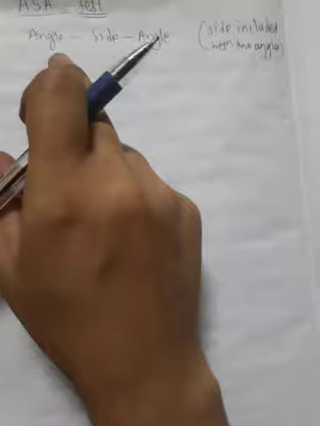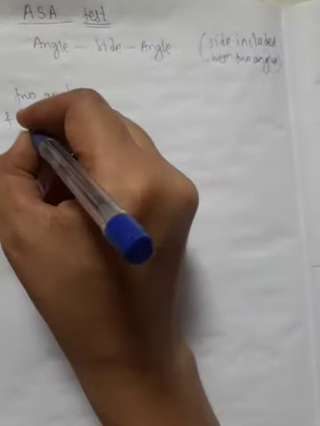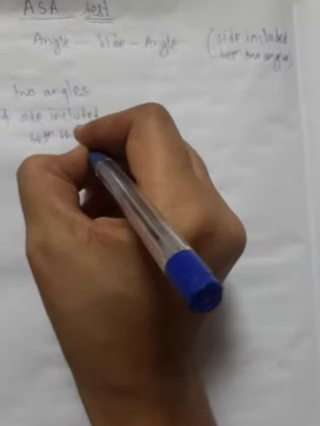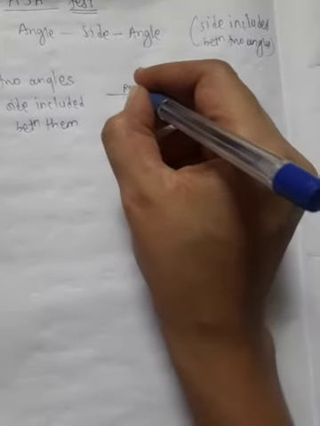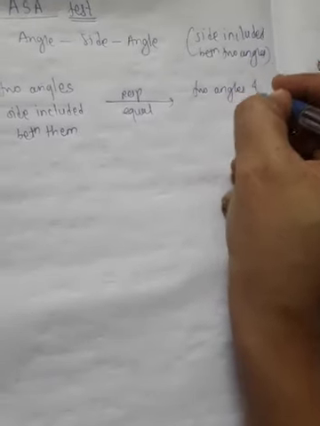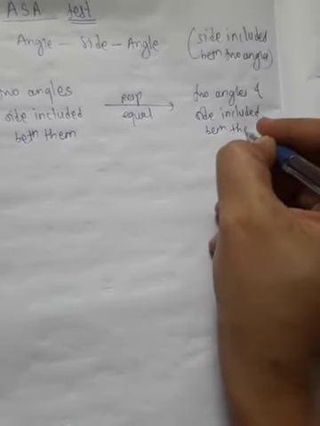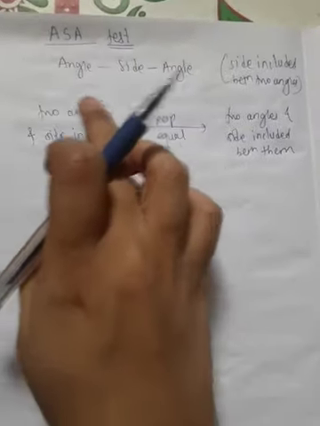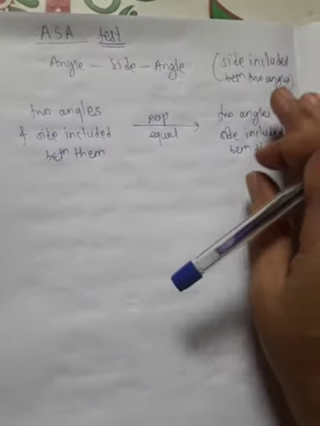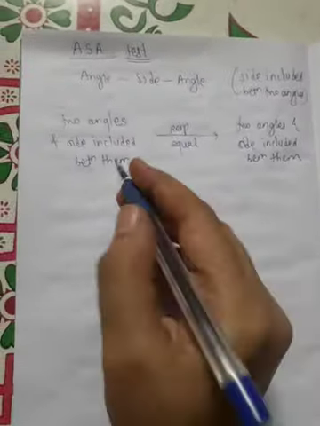So what is ASA? It is: if two angles and the side included between them of one triangle are respectively equal to two angles and the side included between them of the other triangle, then we can say the two triangles are congruent. See by diagram here.